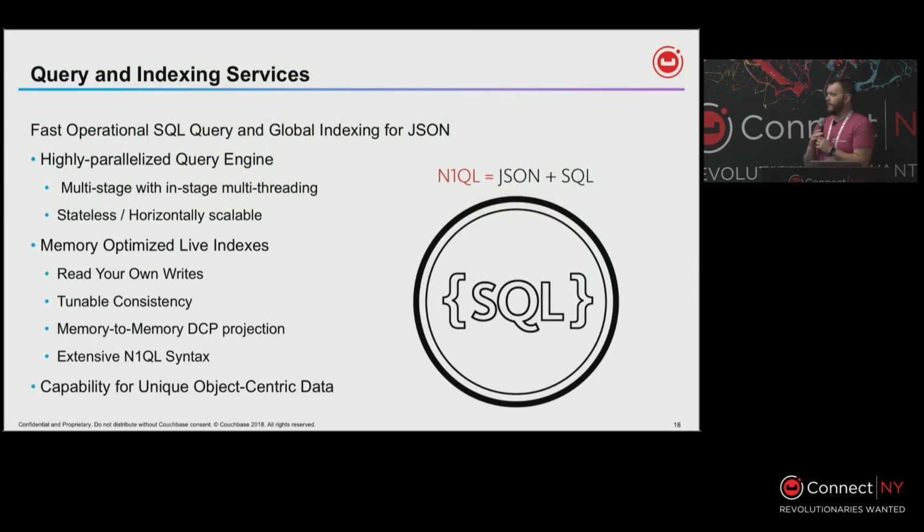So for query and indexing, right, our query engine is highly parallelized, right, multi-stage, and we'll actually look at every stage in the pipeline that we go through. We support a full standard SQL pipeline. Memory optimized live indexes, so we give you two types of indexes, memory optimized indexes or global secondary indexes. Read your own writes with tunable consistency, meaning at request time, your applications can choose the consistency that they want from a given query. Right? By default, we want to make that as fast as possible, but you're able to tune that to your own SLAs.